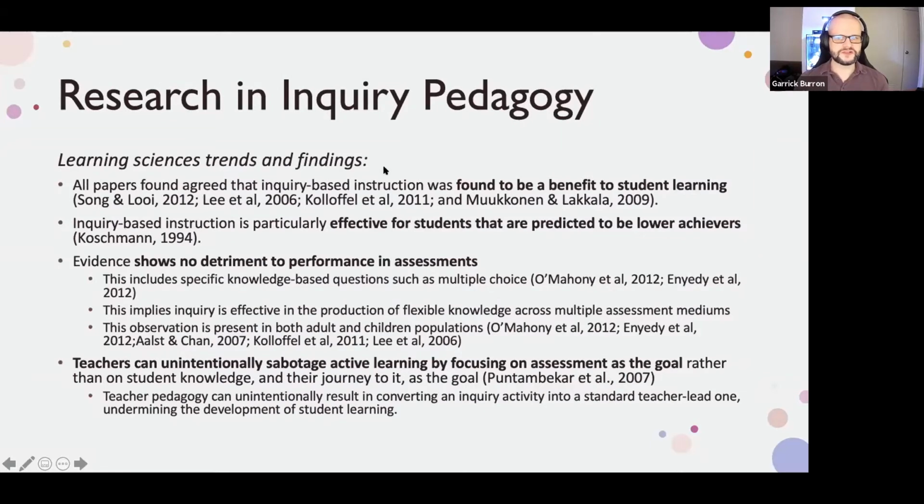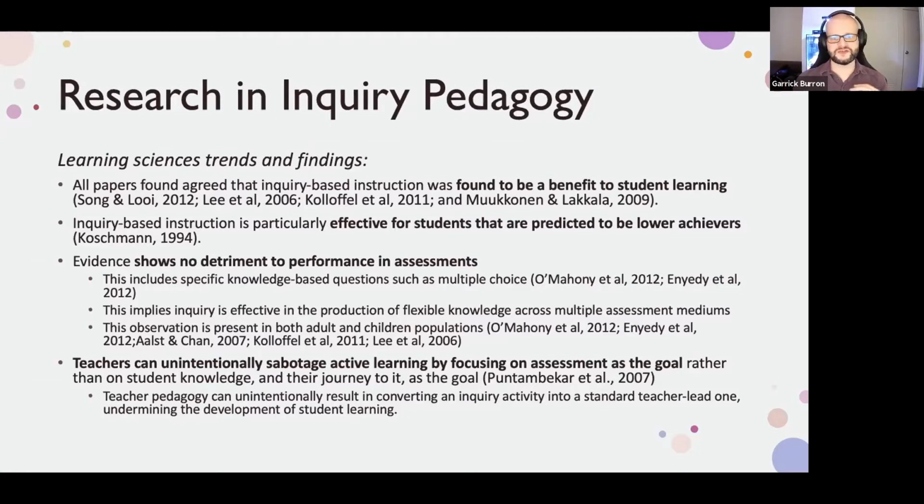Thank you. So some trends in the learning sciences here is that overall it's found to be a benefit to student learning. So there's no evidence that it's a detriment. Inquiry-based instruction is especially effective for students who are predicted to be lower achievers. So this was actually based on a group of science and mathematics students. So they were looking at women and people of color who tend statistically to be lower achievers, or historically did. And in inquiry pedagogy, the results were much better for that type of student.